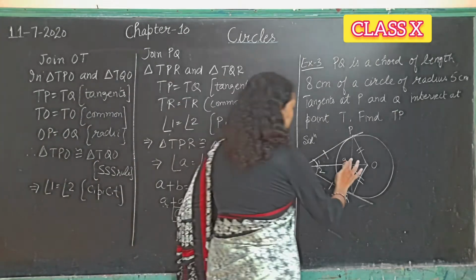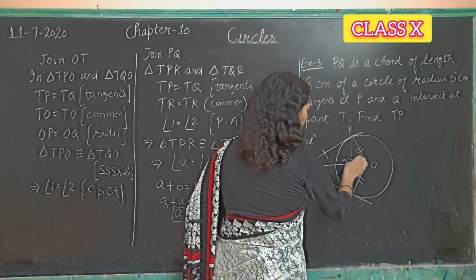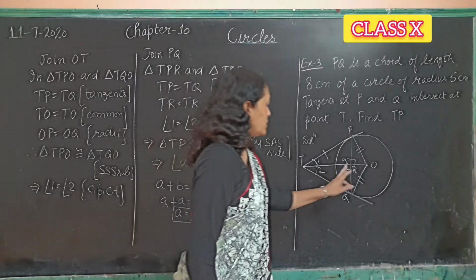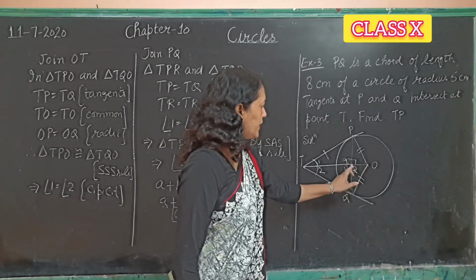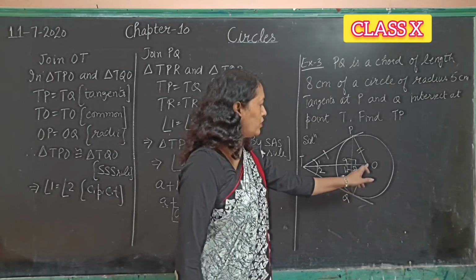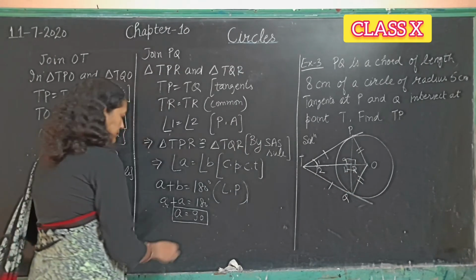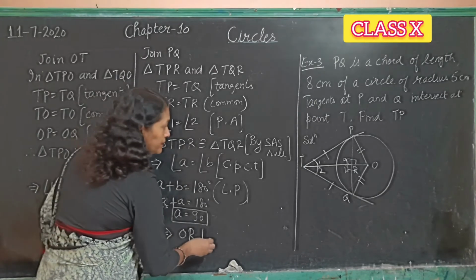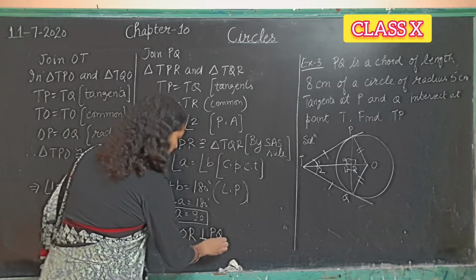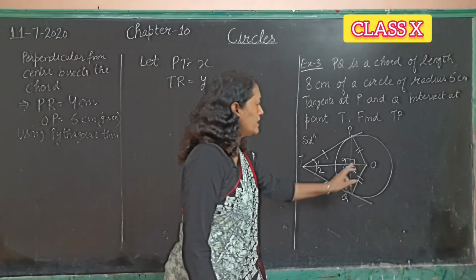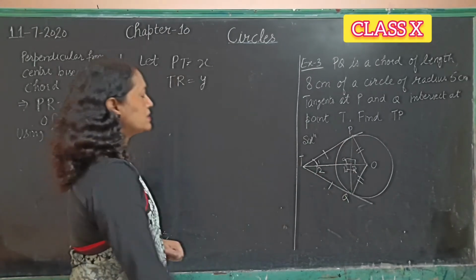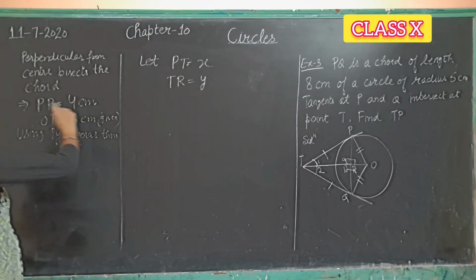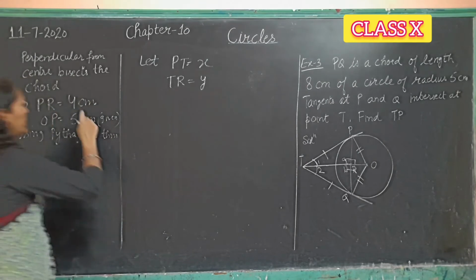So we have proved this equal to 90 degrees. If this is 90, this will also be 90. All are 90. So if this is 90, this means OR is perpendicular on the chord. We are saying that OR is perpendicular on PQ. That means you learned that a perpendicular from the center bisects the chord. So if PQ is given to be 8, PR will be equal to 4.